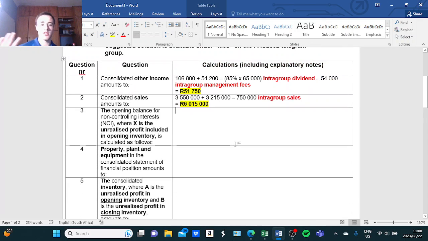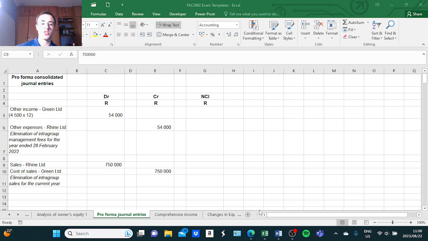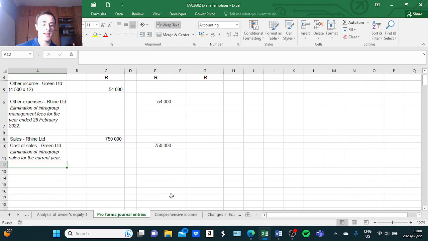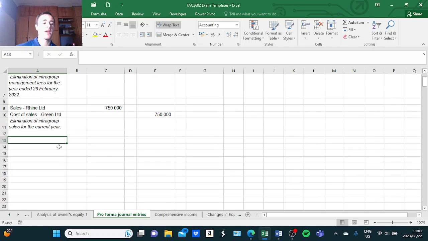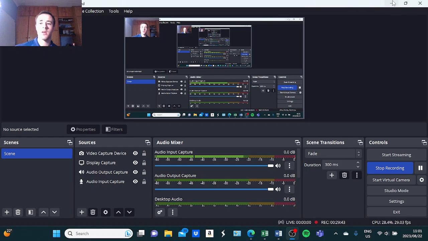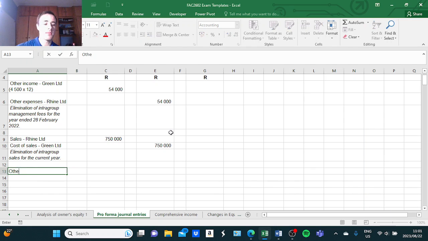Alright, so we are done with consolidated other income. Just for completeness, let us quickly draft the journal entry to eliminate the intergroup ordinary dividend and to record the NCI share in that dividend as well. We already established that the intergroup dividend has been included in the parent other income. So therefore you will debit other income for Green Limited.